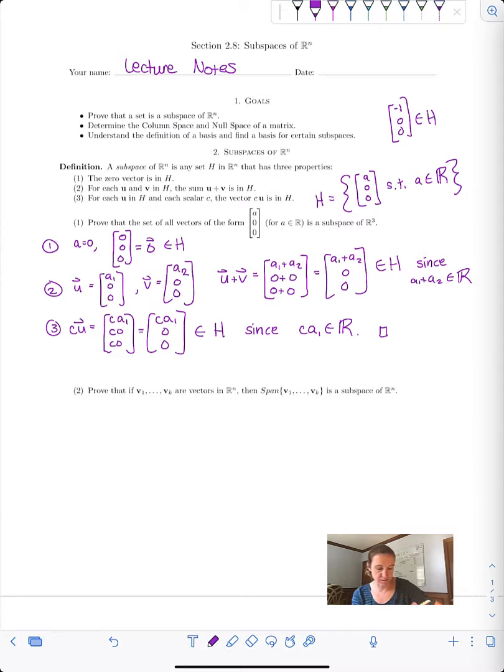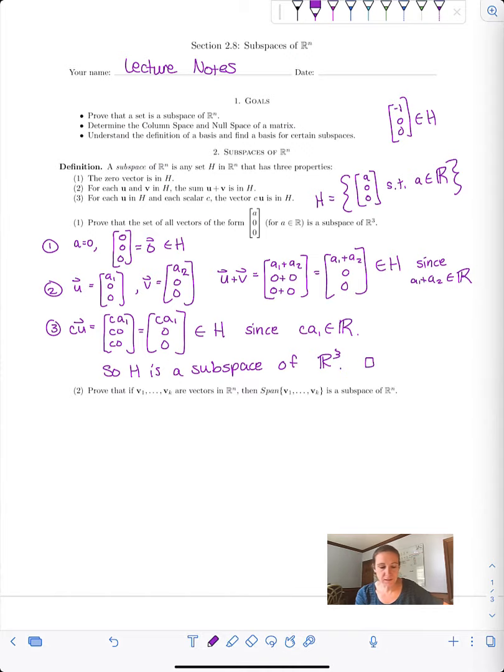So this is one of our proof type things, and so we can say H is a subspace. I should have said that at the end before I put the box, of, in this case we're dealing with R3. So let's put our box there.